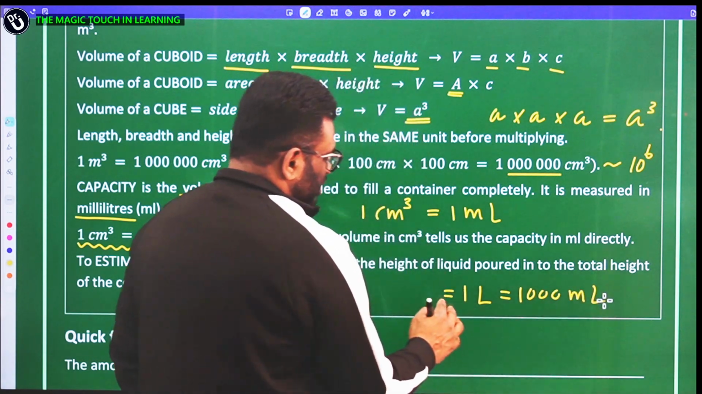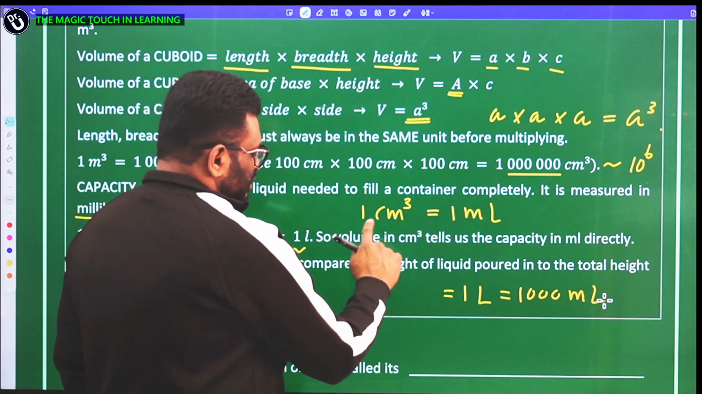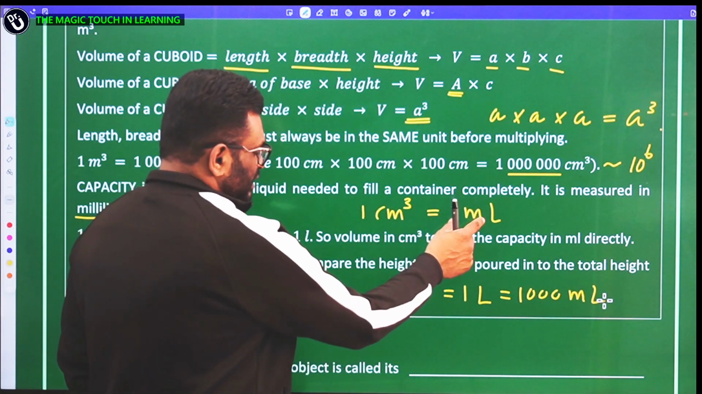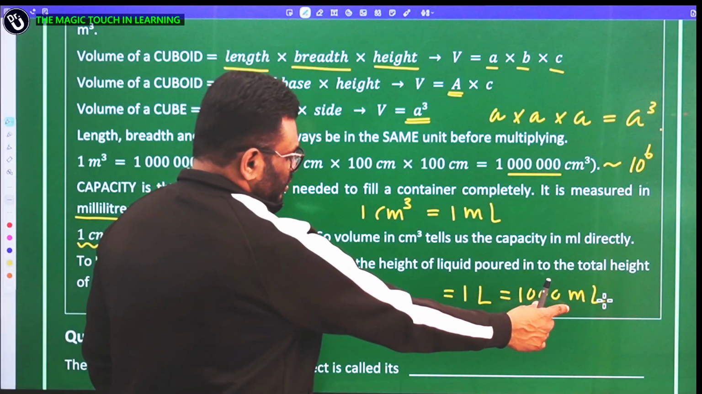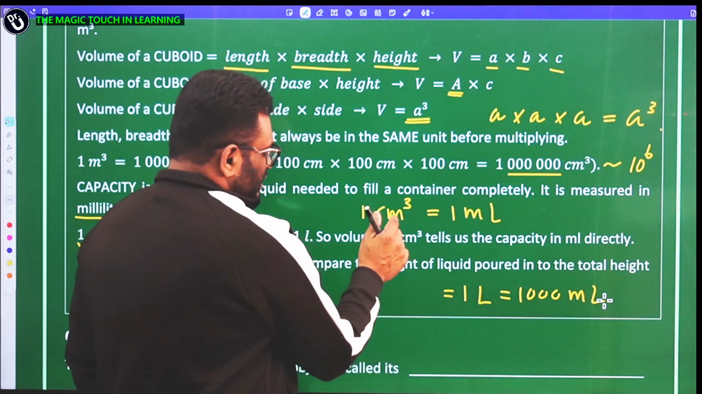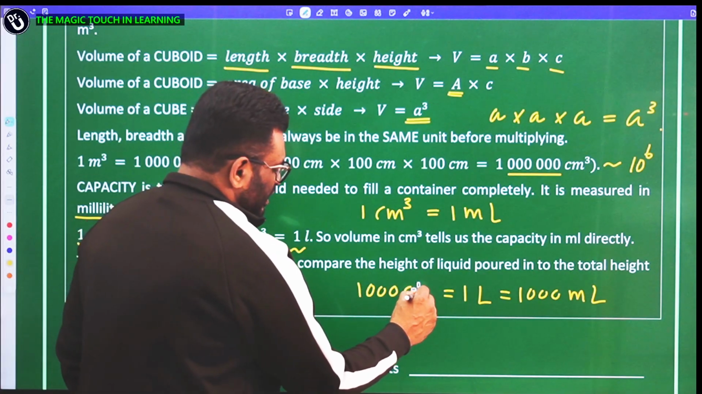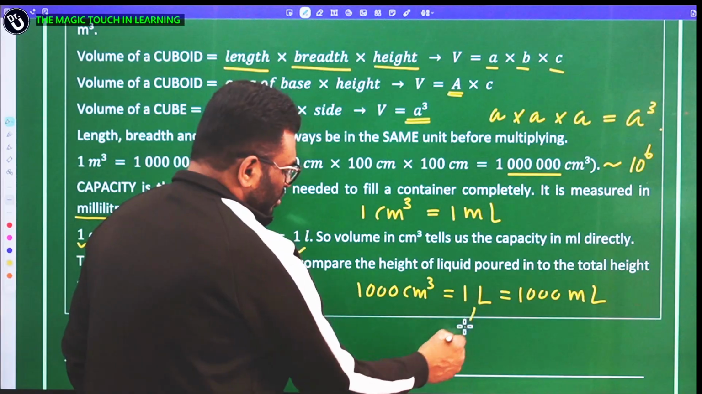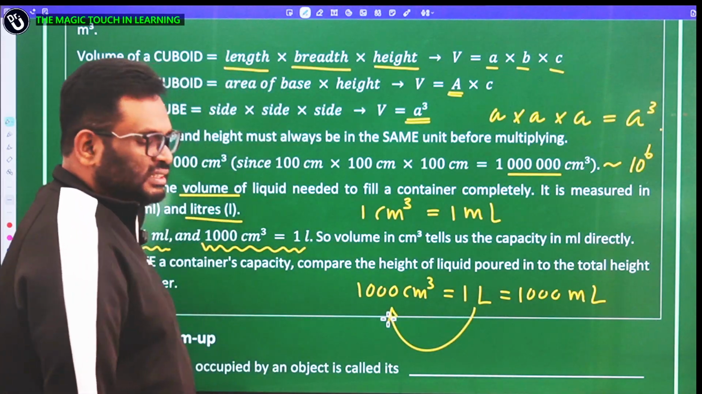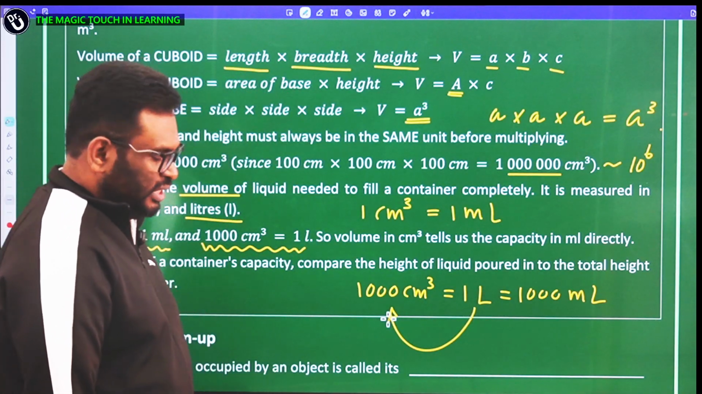So what you can do, you can multiply both sides by 1000. If you multiply this by 1000, you get 1000 milliliter, which is a liter. You do the same thing in here, so it's going to be 1000 cubic centimeter. So you wrote 1 liter, which is the capacity, in terms of cubic centimeter.